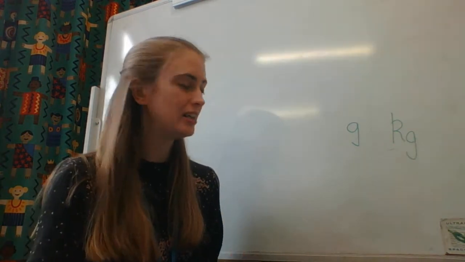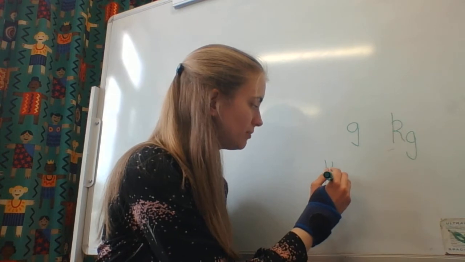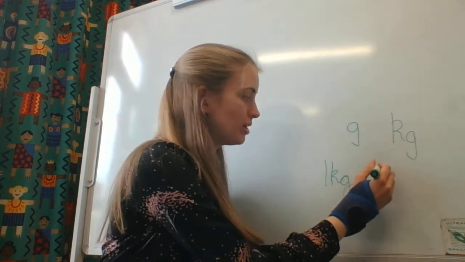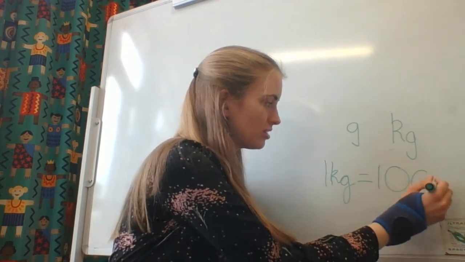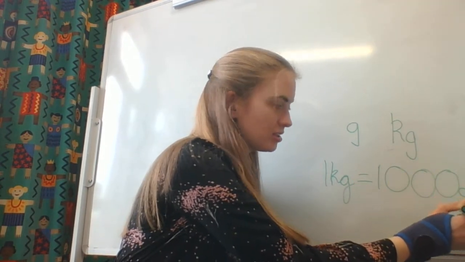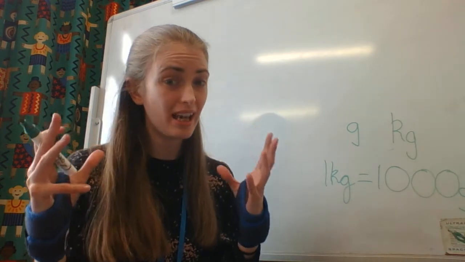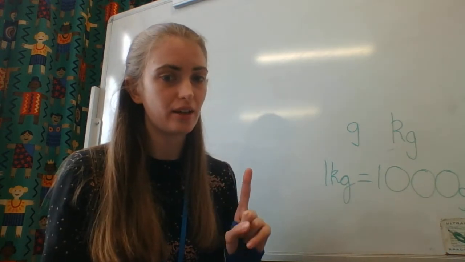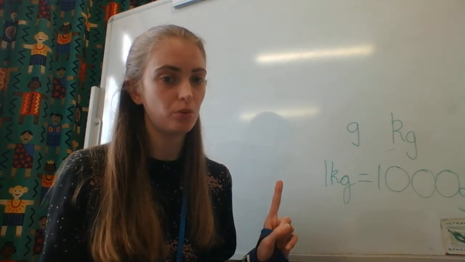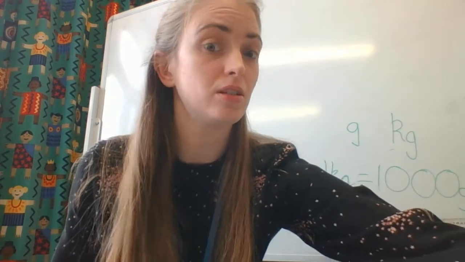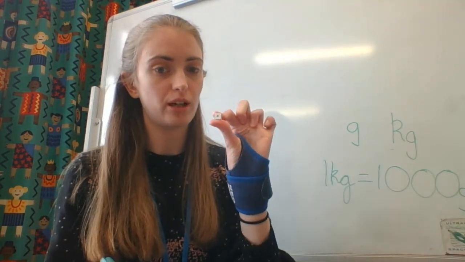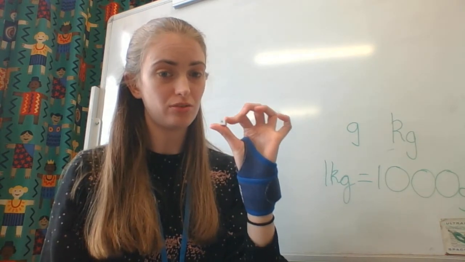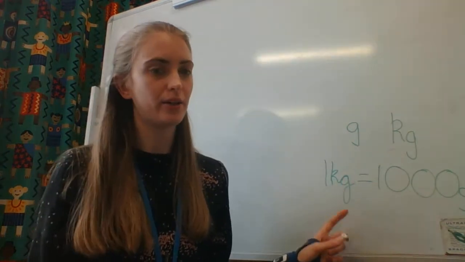Okay, and 1 kilogram, just one of them, is equal to 1,000 grams. So picture one of the thousands blocks, 10 hundredths. That is 1 kilogram, in comparison with 1 gram. This isn't a gram, but if that was 1 gram, 10 hundredths of those, 1,000 of those would be the same as a kilogram.